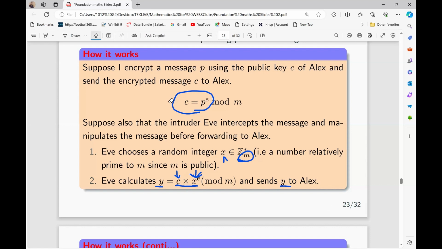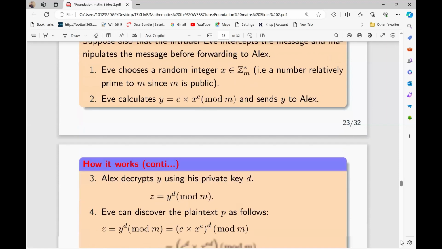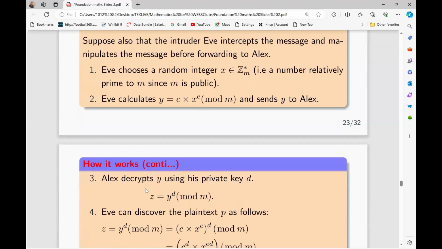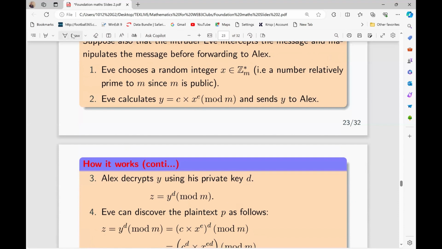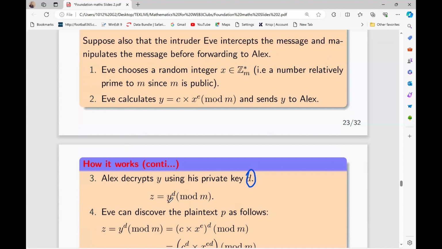What he does, he decrypts the Y, and he thinks it's me who sent the message. How do we decrypt? The same way we said to decrypt: you had this private key, D. So he takes the message he has received, decrypts it, raises it to that power, D.